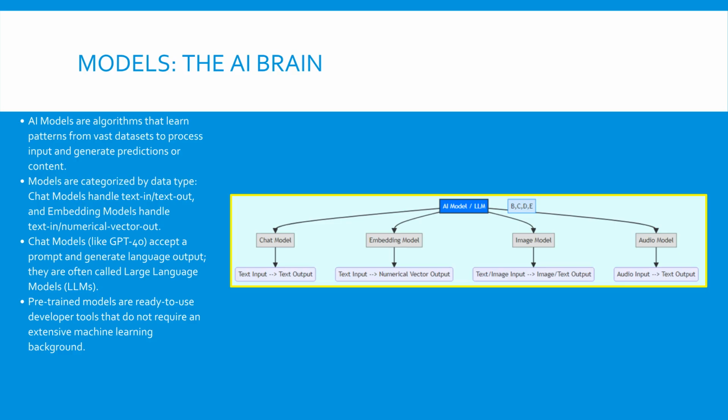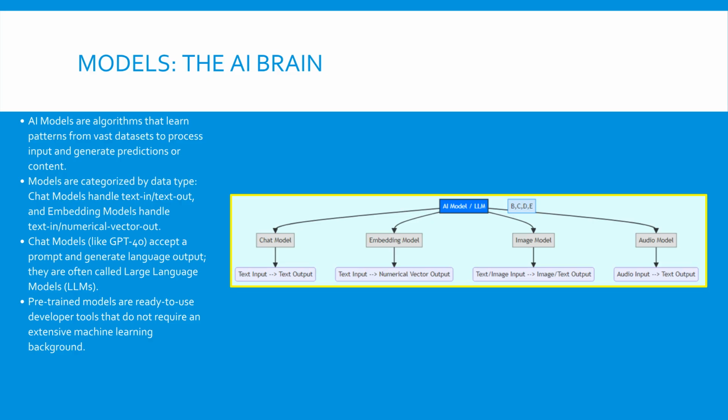Another critical type is the embedding model. Instead of text, these output a list of numbers, called a vector, that captures the meaning of your input text. This is fundamental for advanced features like searching for meaning, which we will discuss later. Models today are usually pre-trained, meaning they are ready to use out of the box without requiring you to have a deep machine learning background. Developers use the core abstraction called chat model to interact with these systems.